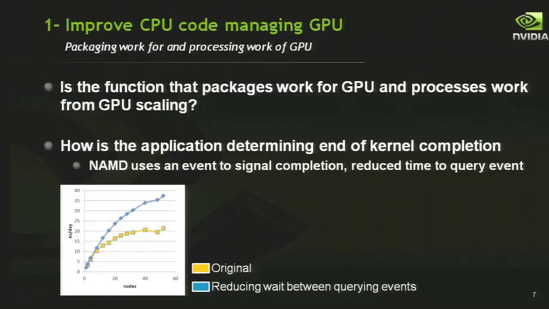And just tightening that loop, reducing the amount of time until you query the event again, made a huge difference in performance. So here, we reduced the amount of time to query events, and it's almost a 10% improvement at 16 nodes, but it's a 52% improvement at 50 nodes. So that really improved scaling.